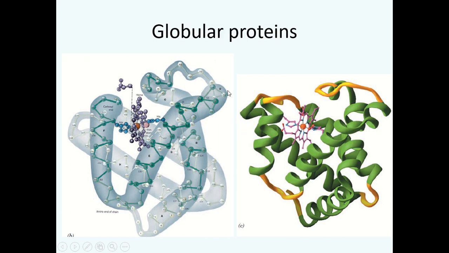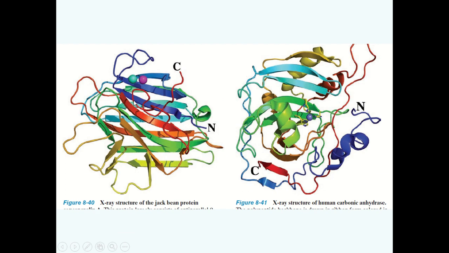Some globular proteins may be rich in alpha helices. For example, hemoglobin and myoglobin both contain a large number of helices and they do not have any sheets in them. Some globular proteins, on the other hand, are rich in beta sheets. For example, this protein represented here contains many sheets in it. The sheets are represented by all these colored arrows. However, many proteins contain a mixture of helices as well as sheets, which give rise to the tertiary structure of the protein.